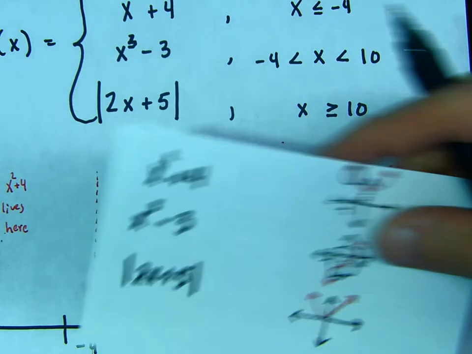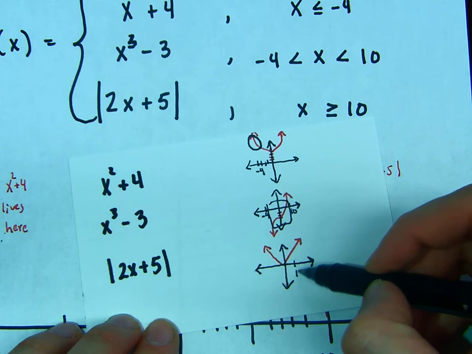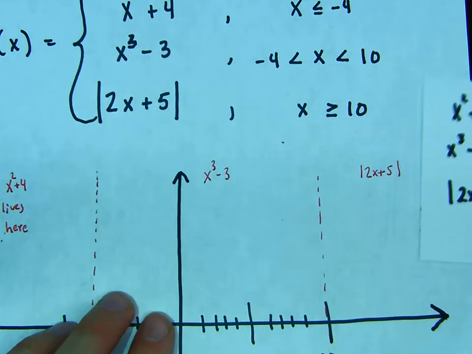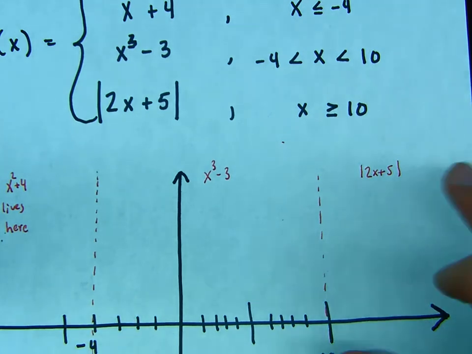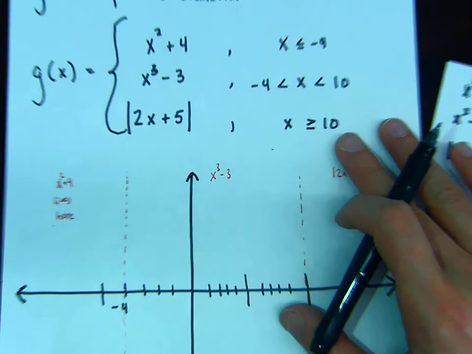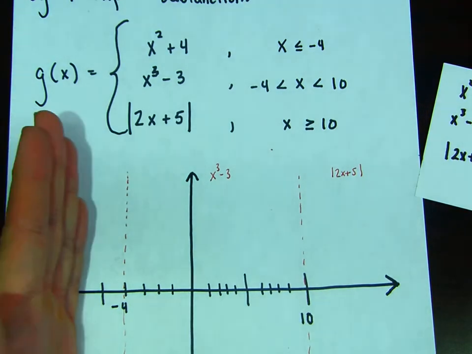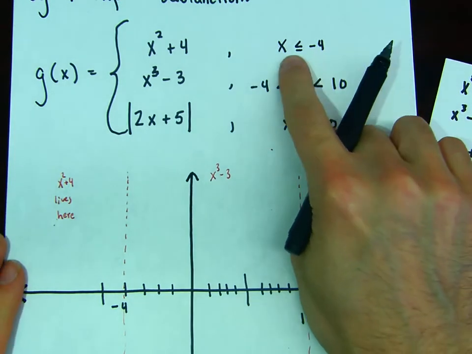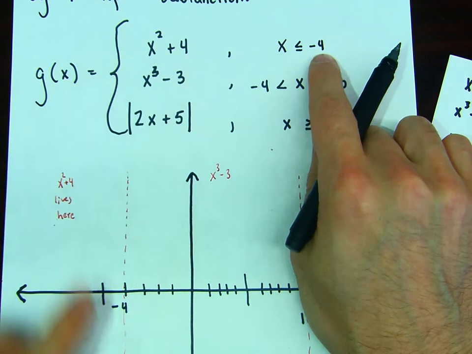And then for the absolute value of 2x plus 5, it's like positive 10 is over here, we're cutting this part of the graph and putting it here. Okay? Now, to be precise of exactly where the points are, it's not too bad to figure out, and we kind of already did the work. Let's start from left to right. Here, we know that everything less than negative 4, this x squared plus 4 lives.